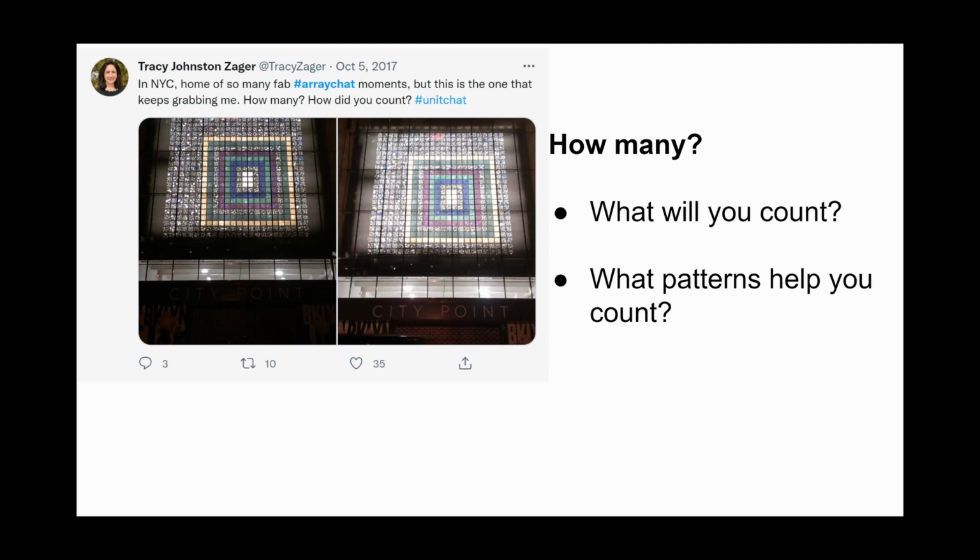These are all what we call low floor, high ceiling opportunities, where there is an in for students at any level to start talking about this and to notice things right at their level that allow them to explore mathematics.